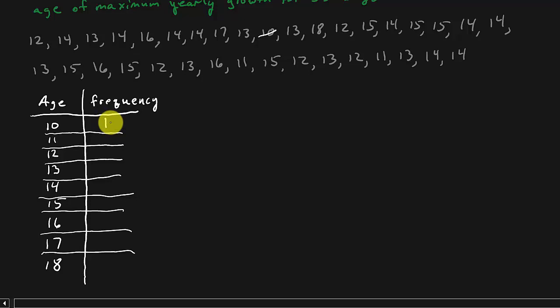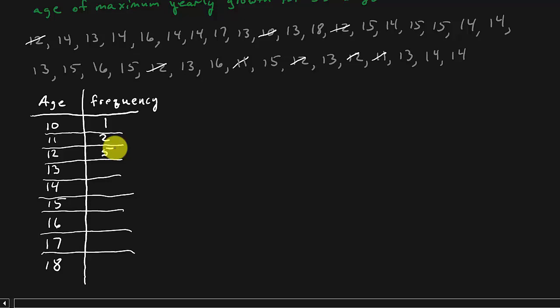And then we would have to go through and count all of the 11s. So you would come through here, there's 11, there's 1, 2, and that's all of them. There's 2. And then you would go through and count the 12s. So there's 1, 2, 3, 4, 5. So there's 5 boys that were 12. And so on. And you would continue on with that.